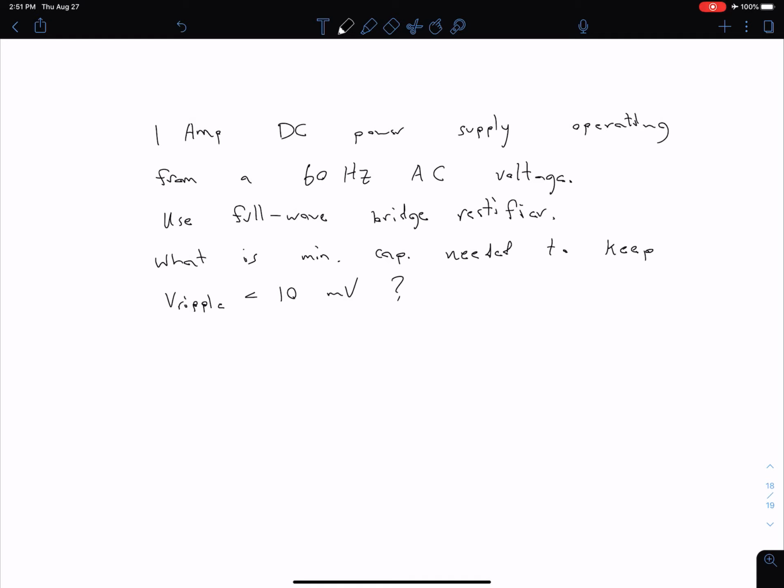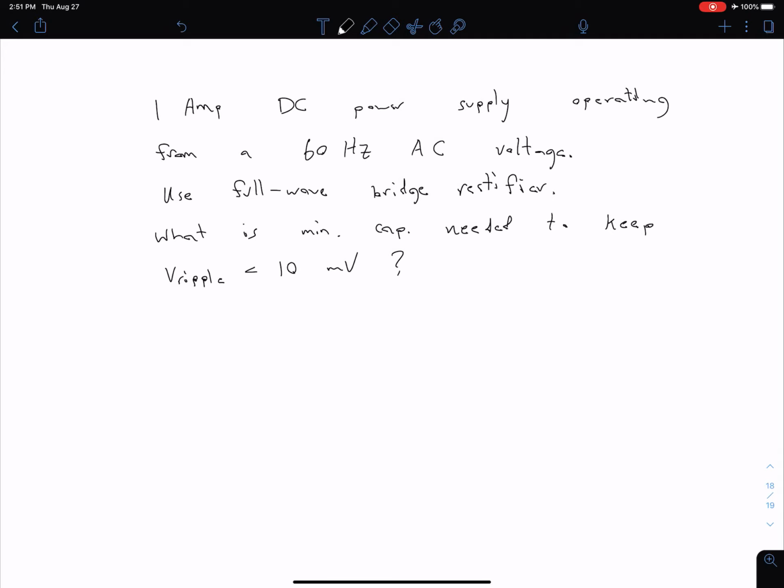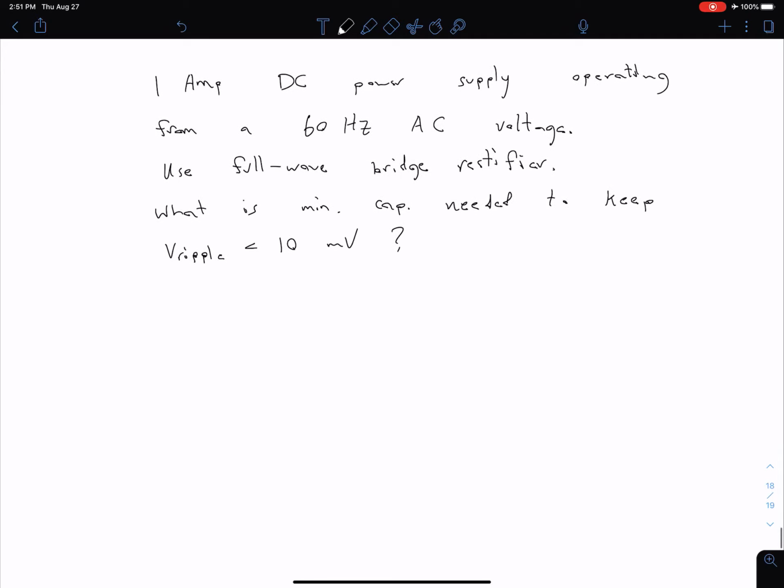So, of course, what we can do is rearrange the equation we had from our previous video about filtering with a capacitor in parallel with the load. If we take that equation and rearrange it, we can solve for our capacitance value. So our capacitance is equal to IDC in the numerator, our DC current at the output of our power supply, and in the denominator, V ripple multiplied by our ripple frequency.